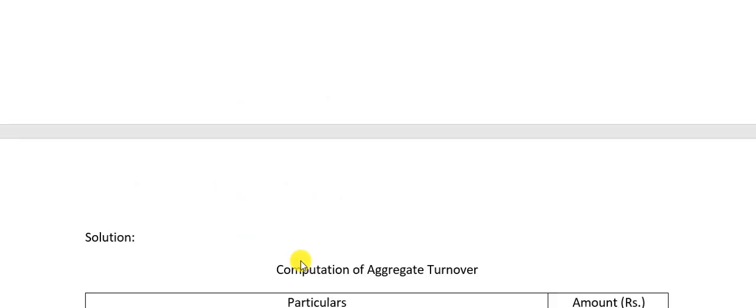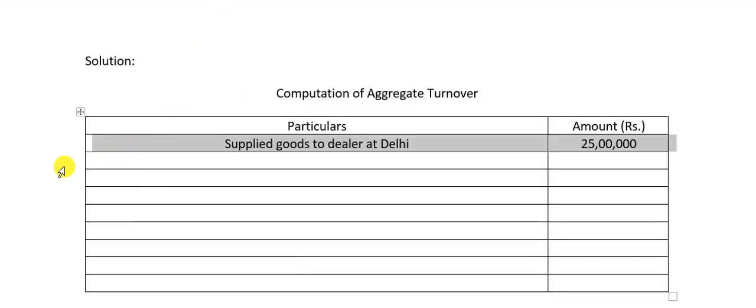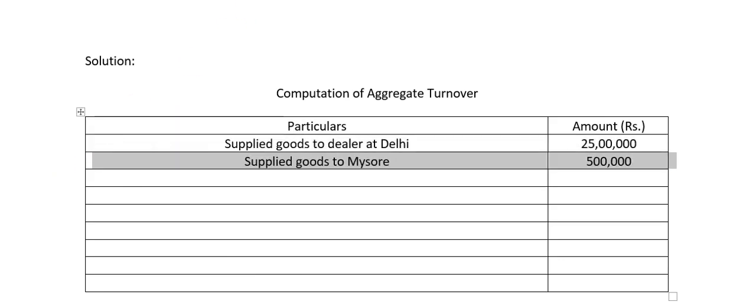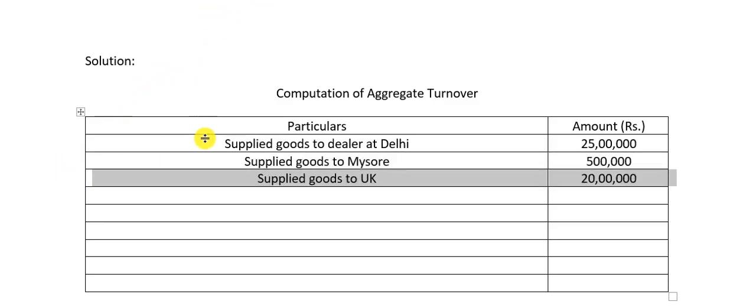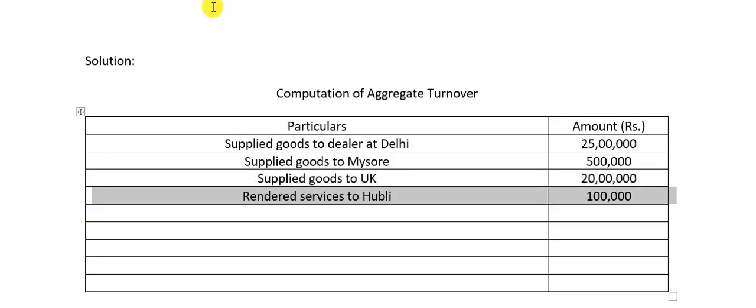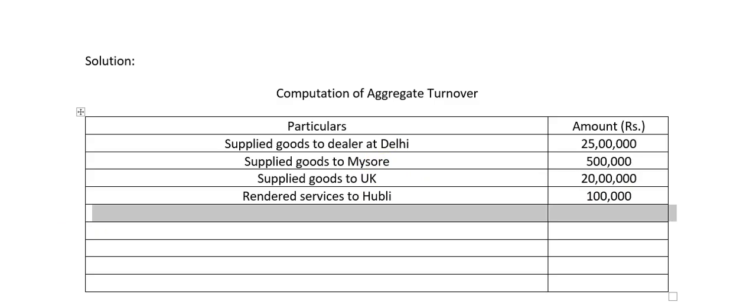So let's go to the solution. Sold or supplied goods to dealer at Delhi, 25 lakh. Then you will take the dealer at Mysore, supplied with goods worth 5 lakh rupees. Supplied goods to UK, 20 lakhs. The next one, rendered services to Hubli, 1 lakh. Though we have mentioned the place, for this particular problem it has no importance. Supplied non-taxable goods to Bangalore. See, I am taking the non-taxable goods here.